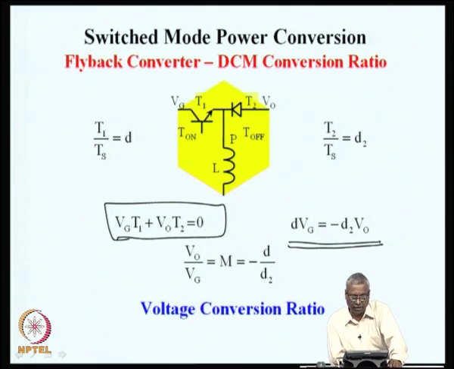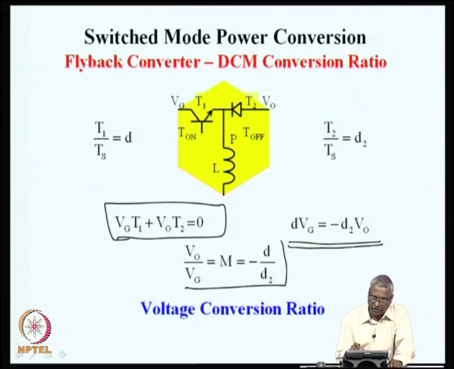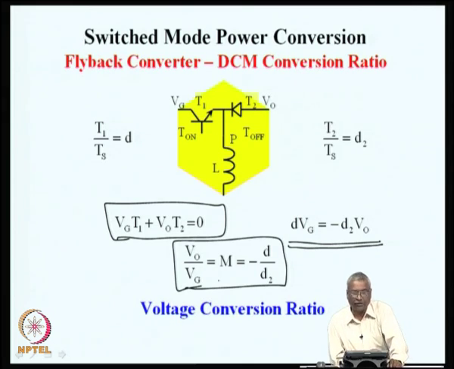D times Vg is minus D2 times V naught, or V naught by Vg is the ratio of D by D2 with an inverting sign for the change in polarity. It is the ratio of the duty ratio of the switch divided by the duty ratio of the diode, D by D2. In a conventional continuous current mode of operation, this D2 will be equal to 1 minus D, and this relationship we had seen earlier, that ideally for the flyback converter, the conversion ratio is minus D divided by 1 minus D.